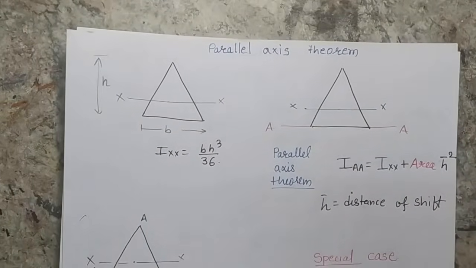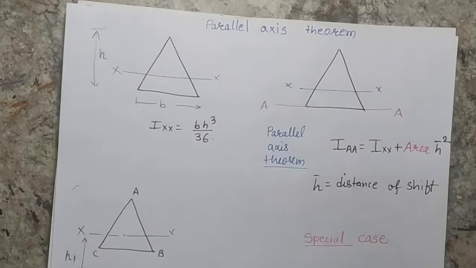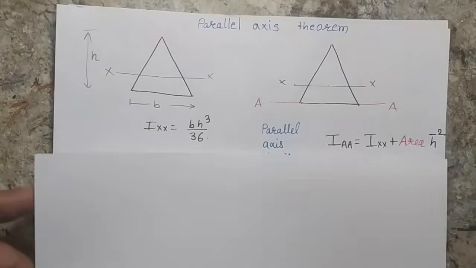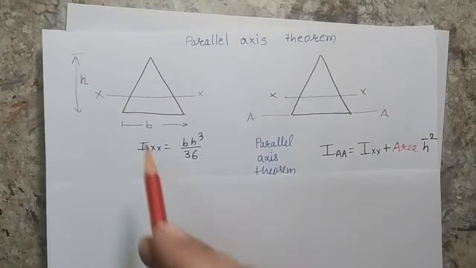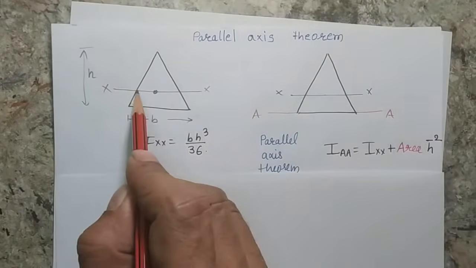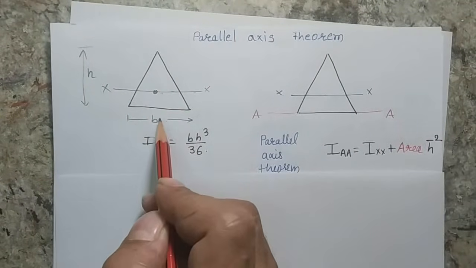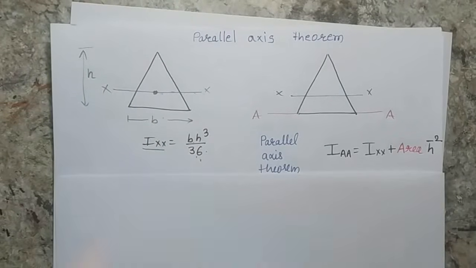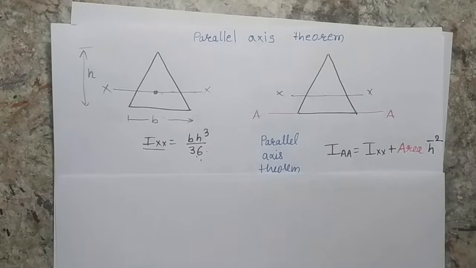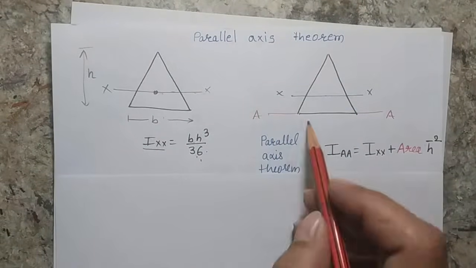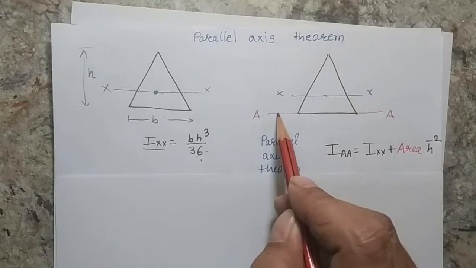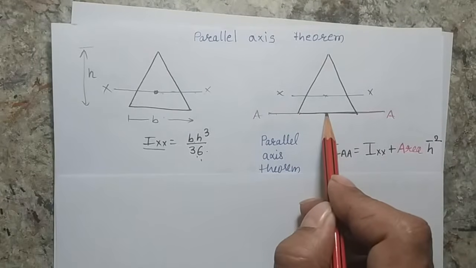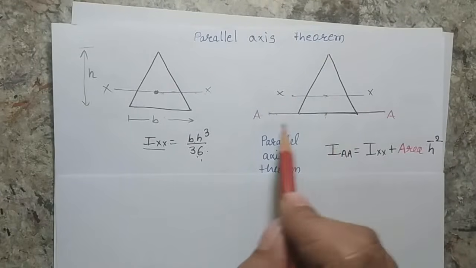We are going to use it frequently to find different moments of area, and here I am going to explain how we can define this term. Suppose I have a triangle, and I know its moment of area about its centroidal axis, which is parallel to the base. This is defined by Ixx, and I know the formula will be bh cube by 36. But I want to find the second moment of area about a different axis which is not passing through the centroid but is also parallel to this axis. So here I am showing one axis AA which is passing through the base, and I am interested to find the moment of area about this axis.